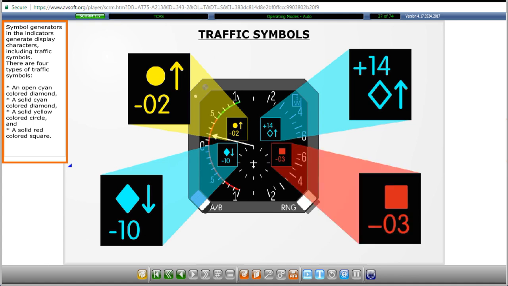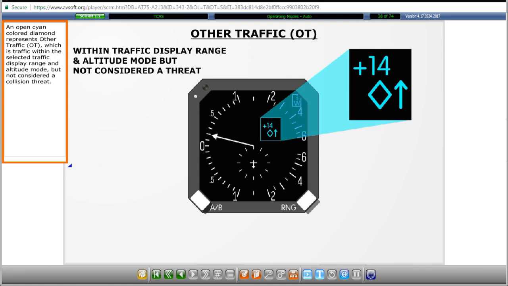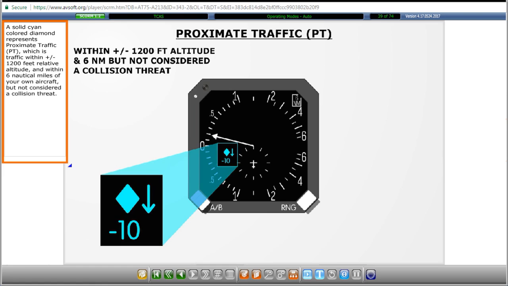a solid red-colored square. An open cyan-colored diamond represents other traffic, which is traffic within the selected traffic display range and altitude mode, but not considered a collision threat. A solid cyan-colored diamond represents proximate traffic, which is traffic within plus or minus 1,200 feet relative altitude and within 6 nautical miles of your own aircraft, but not considered a collision threat.